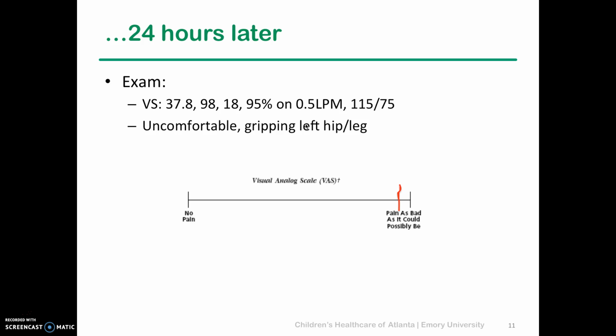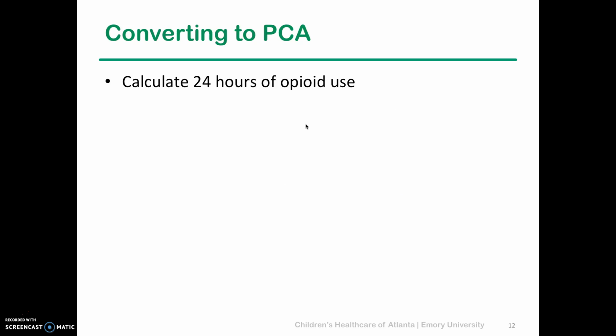Although the pain was a little bit improved from when he initially was in the emergency department, it was still fairly obvious that the patient was in a significant amount of pain and the scheduled morphine he was getting just wasn't cutting it. Thus, it was decided to convert the patient to a PCA. First, a 24-hour dose of opioid use for this patient was calculated.